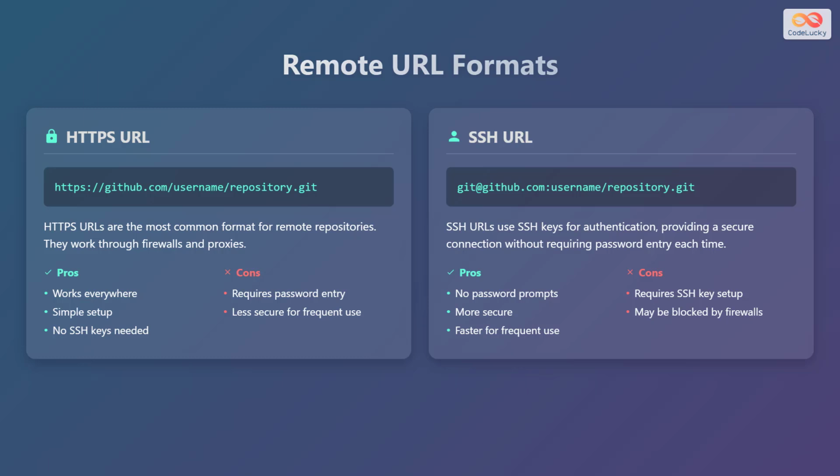However, they require you to enter your password each time you interact with the remote repository, which can be less secure for frequent use. SSH URLs use SSH keys for authentication, providing a secure connection without requiring password entry. An example of an SSH URL is git@github.com:username/repository.git. SSH URLs are more secure and faster for frequent use, but they require you to set up SSH keys. Additionally, SSH connections may be blocked by some firewalls.